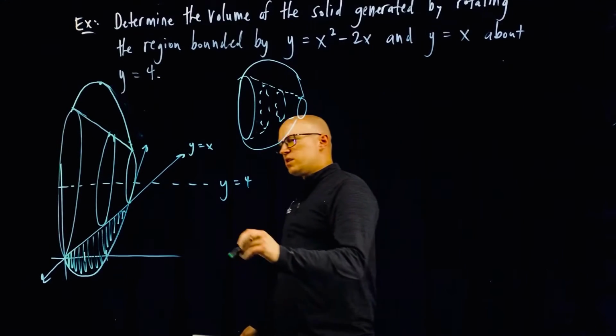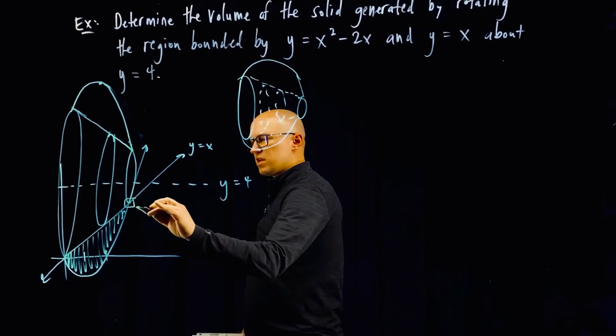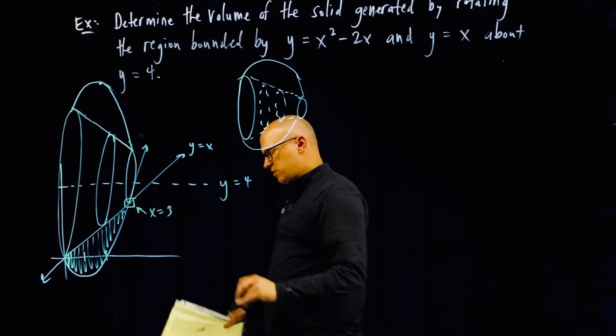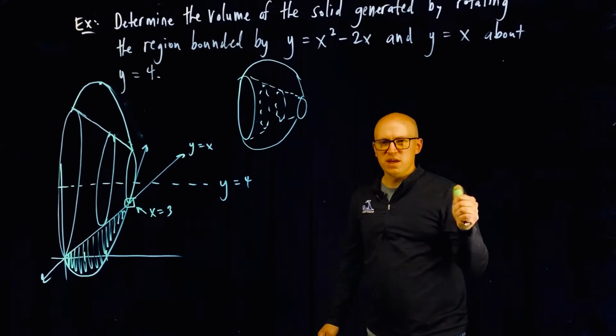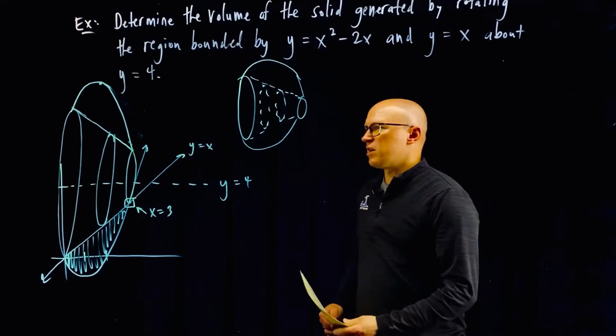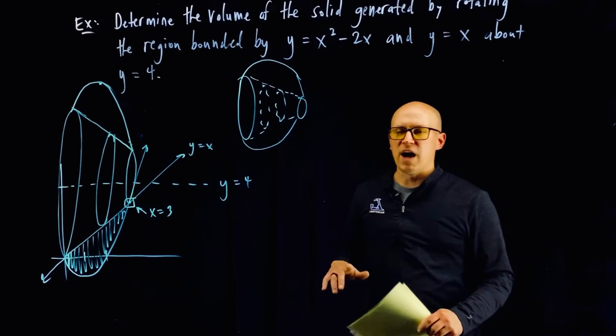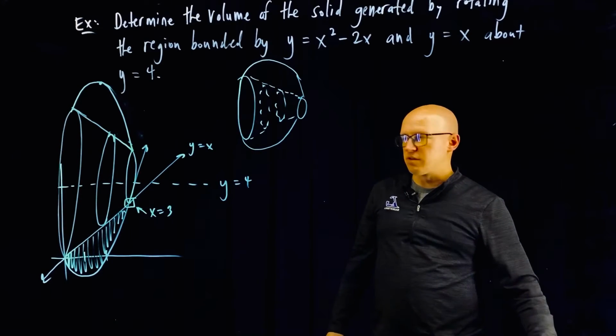We're going to need to know this intersection right here, and I'm going to tell you this intersects at x equals 3. We could use our calculator to figure that out, or set them equal to each other, but we're going to focus on how we write an integral that's going to find this volume.